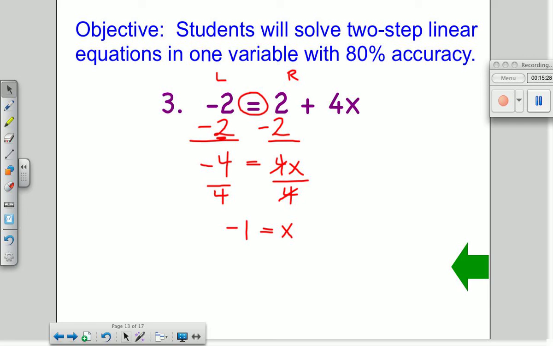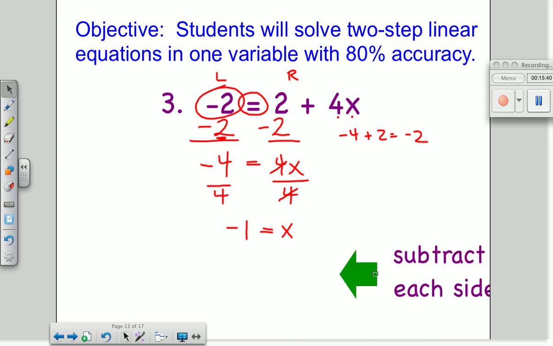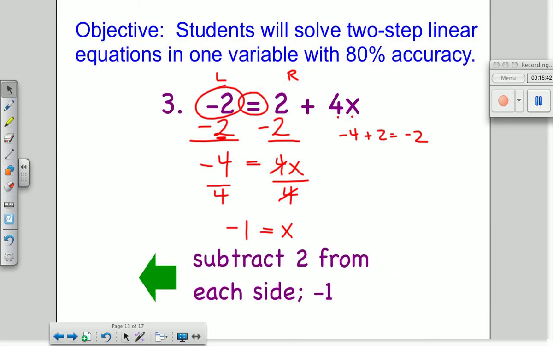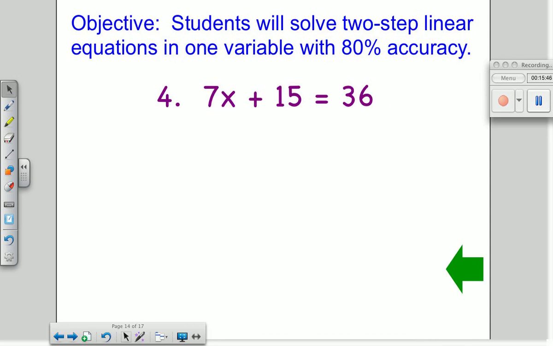If I check my answer here, 4 times negative 1 is going to be negative 4. And if I add 2 to that, I'm going to get an answer of negative 2. And that's my answer, negative 2, so I know it works. So we subtracted 2 from each side, and we get a negative 1. Number 4.